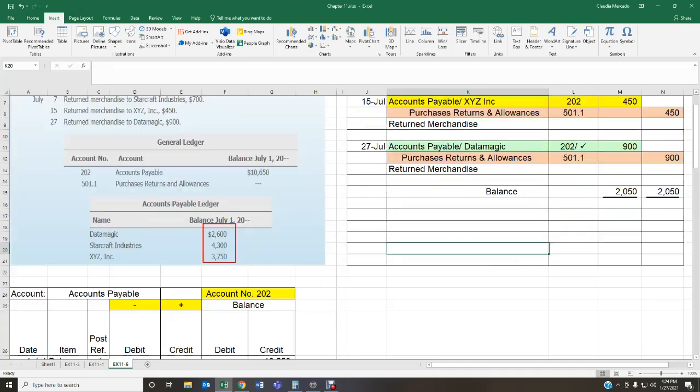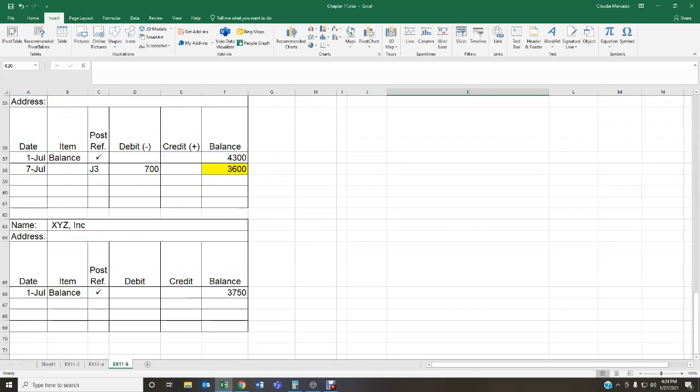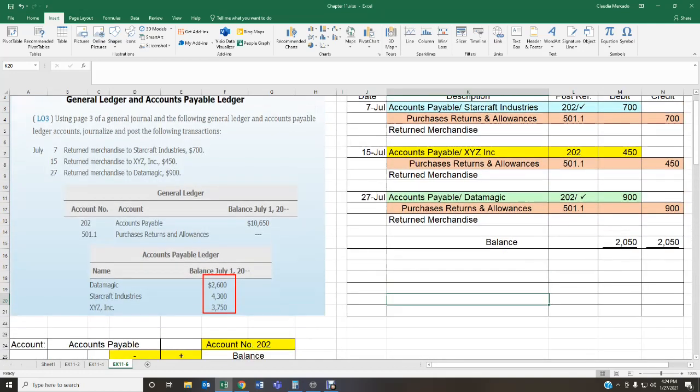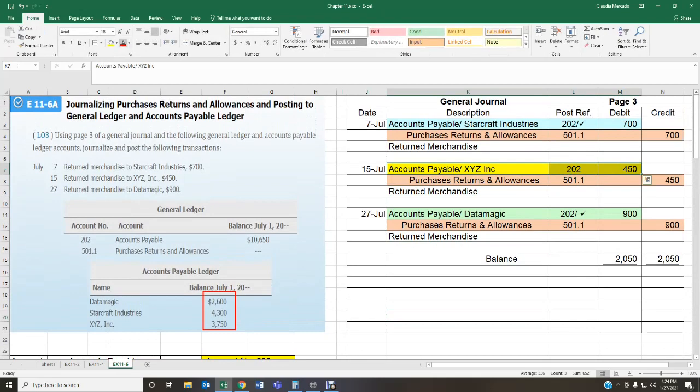Okay, and then last but not least, we have XYC. XYC had a beginning balance of $3,750. Okay, so XYC had a return of $450.